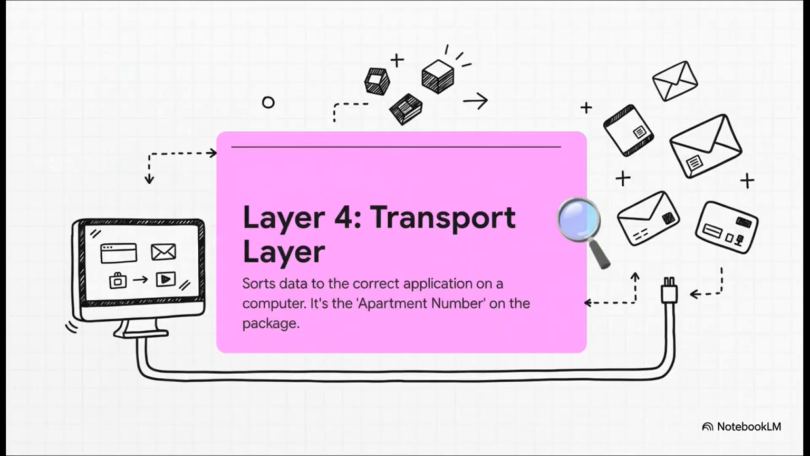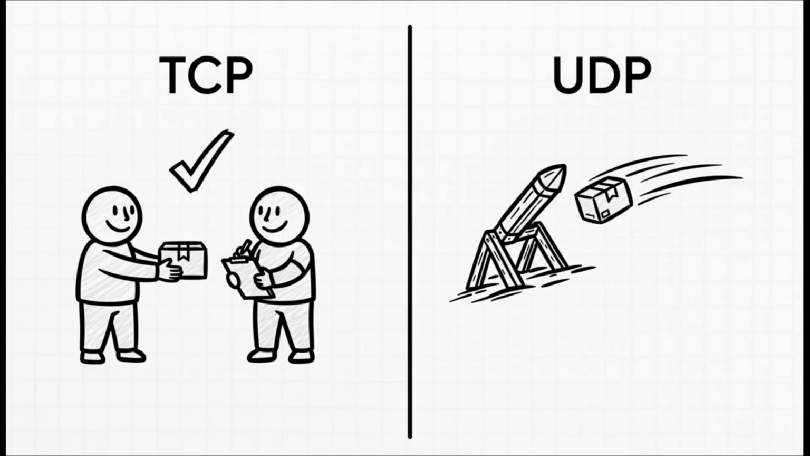Next down, we have Layer 4, the transport layer. Think about it. Once a delivery gets to a huge apartment building, how does the driver know which door to knock on? Well, that's what this layer does. It slaps the specific apartment number on the package so it gets to the exact right program on the other computer. Now, at this layer, you've got two main delivery options.